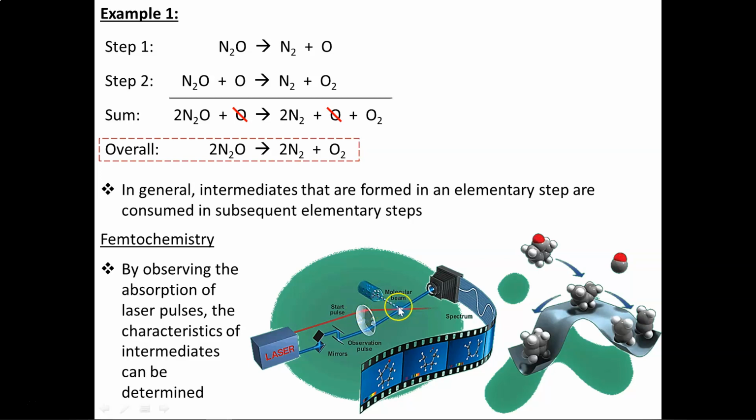So the red beam arrives first, because they both travel at the speed of light, but this one travels a little bit further, so it arrives a few femtoseconds after the reaction has been activated. Then it detects what the molecule looked like at that point.